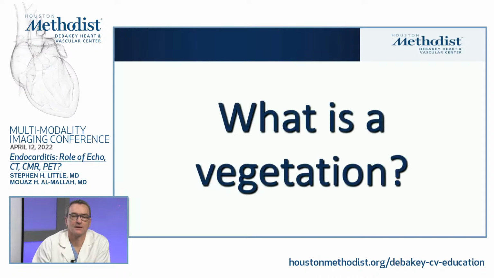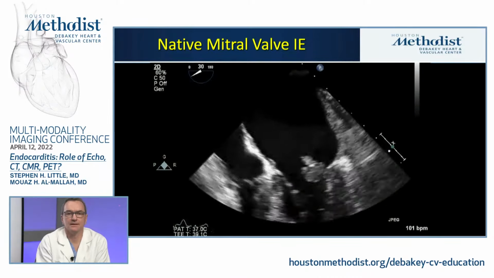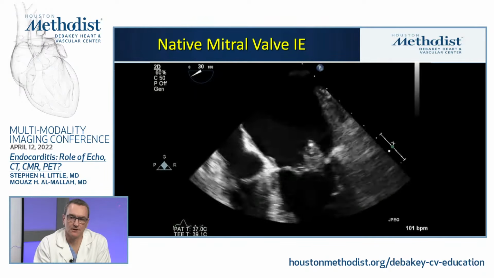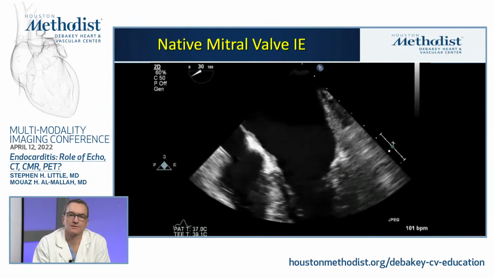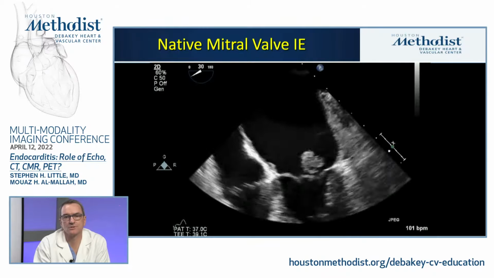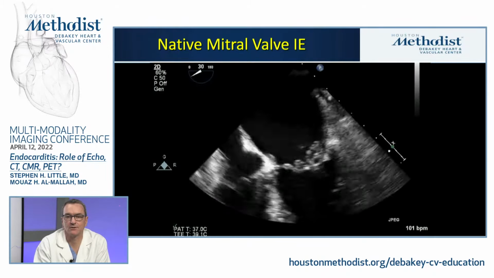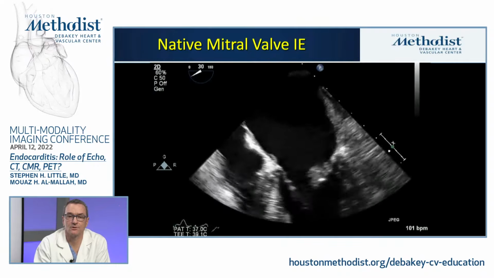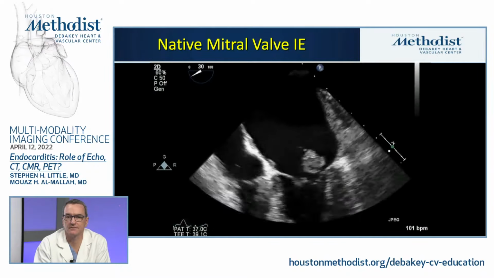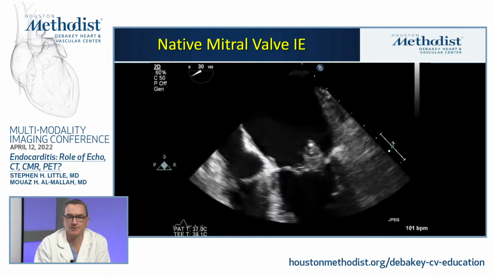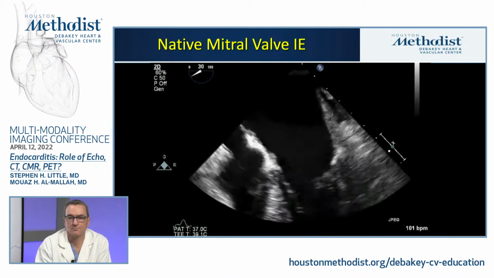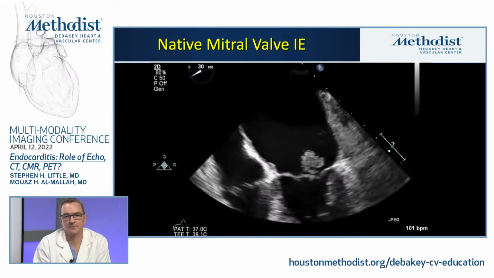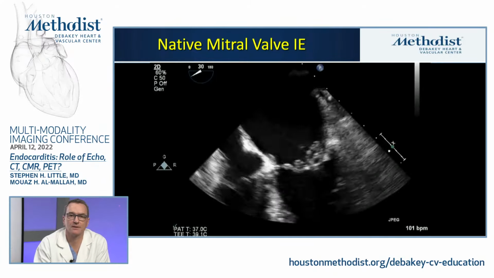So first question is, what is a vegetation? This is a native mitral valve with a large mobile mass on it. So this is an important image to start with because it shows some of the hallmarks of what endocarditis is by echo. So note that the mass is on the flow surface of the mitral valve, so the atrial side. That's typical. Note that there's a large bulky mass that's easily identified, also typical, smaller, more friable elements.